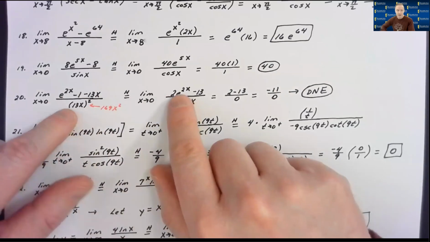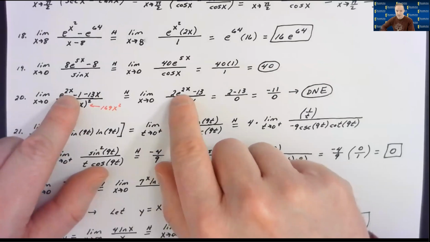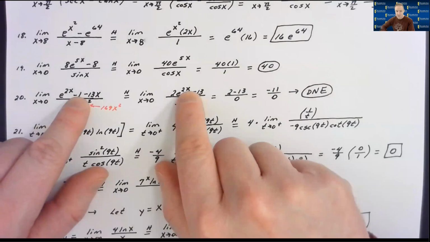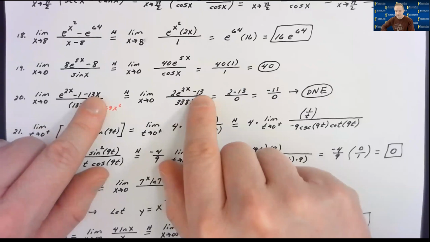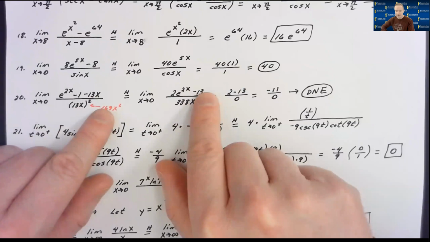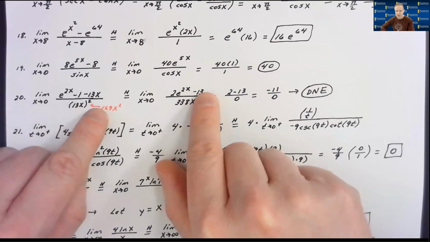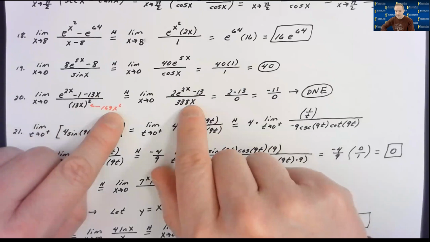L'Hopital is going to give us a derivative in the numerator of e to the 2x times 2. So I have 2e to the 2x. Second term's just a constant, so its derivative is 0. Derivative of negative 13x is minus 13. So now I have my numerator derivative taken correctly. My denominator, I would just say, well, 2 times 169 gives me 338 x to the first.